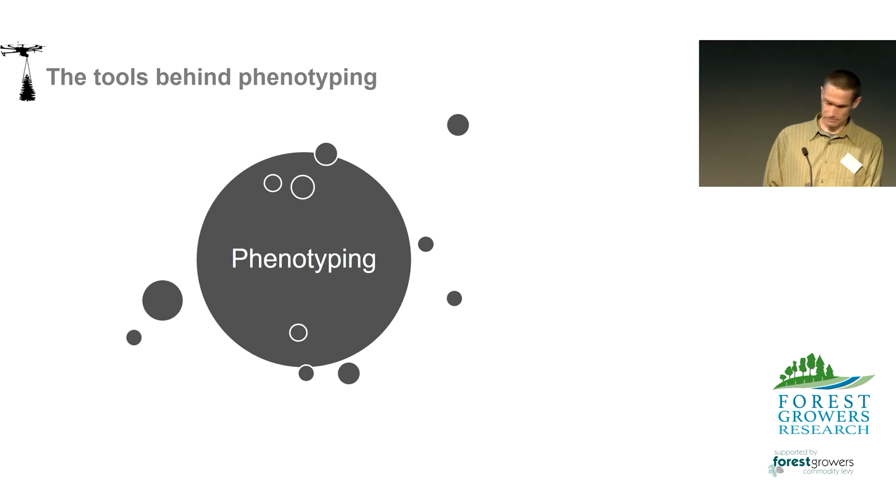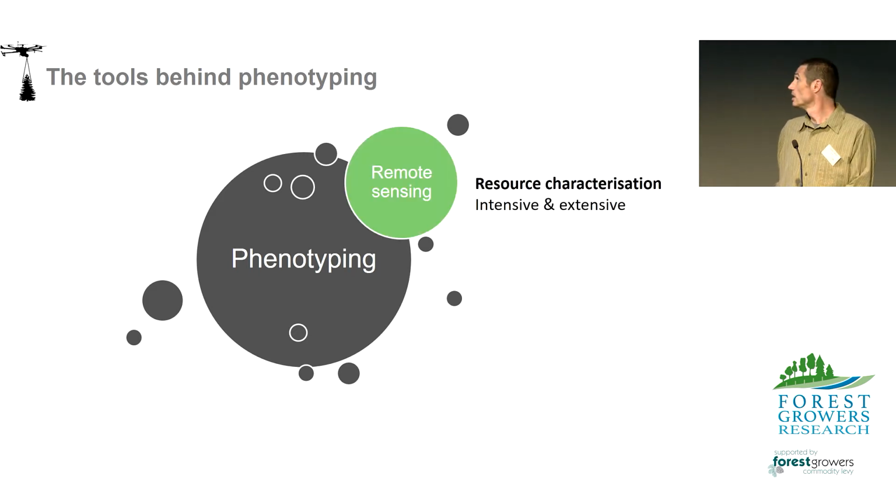I want to come back briefly to the concept of phenotyping, which is about resource characterization. And we have seen a lot about remote sensing, and that really has changed the game in the last 5-10 years. About the amount of detail we can describe a tree with, and the number of trees we can describe at that level.